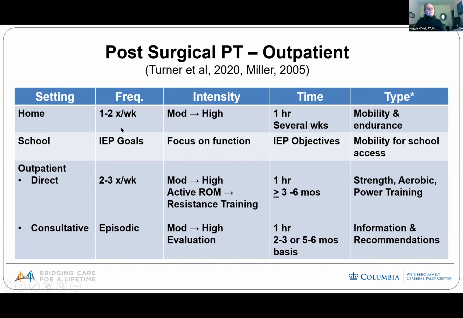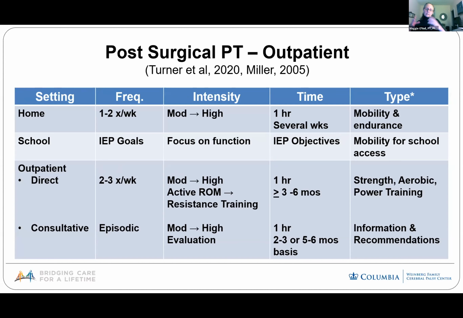Home services may be necessary if the child doesn't have the comfort, still needs more pain management or the endurance to be able to go back to school yet or receive outpatient therapy services. But again, across these outpatient settings, we'll see slightly different foci in terms of frequency, intensity, time, and type.